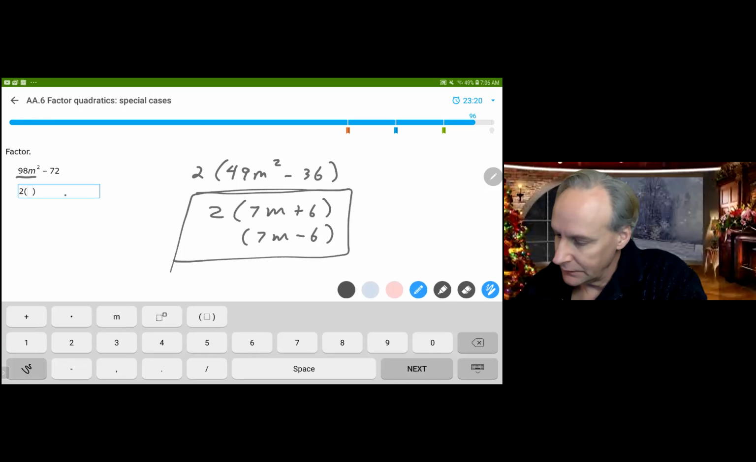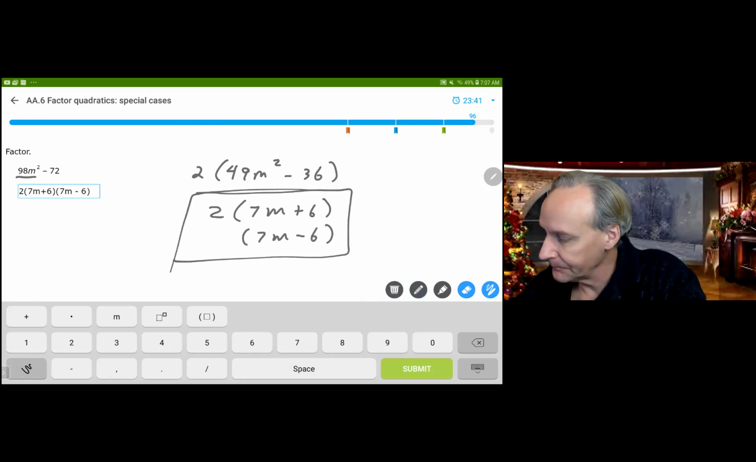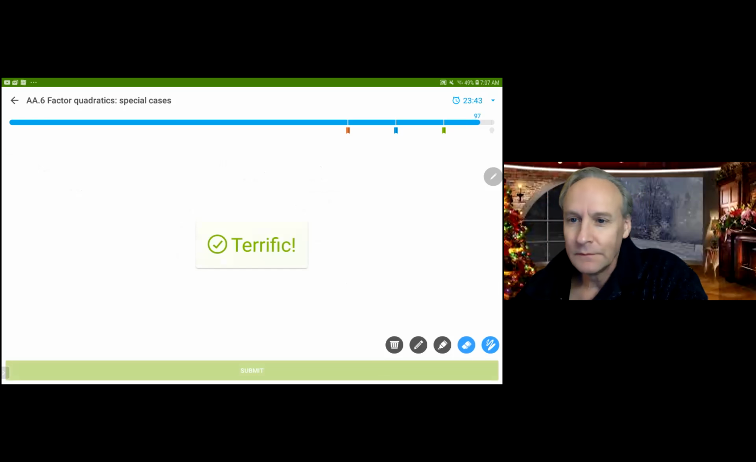2, we've got a 7m plus 6. There we go. Minus 6 maybe. And I'm just going to erase that to make sure it's right. There we go. Double check it. It looks good. Looks like we got it. Looks like a couple more.